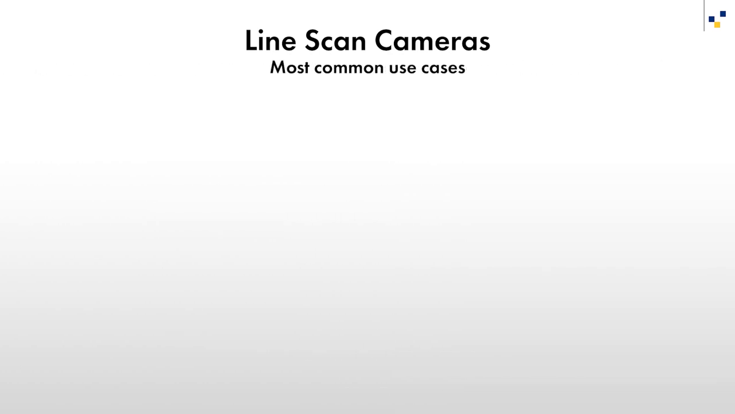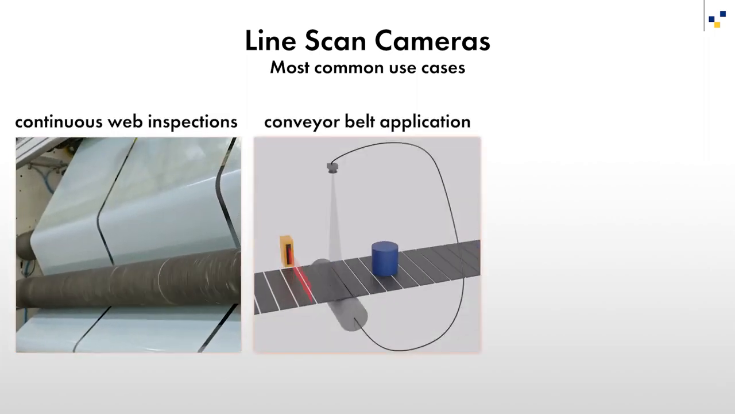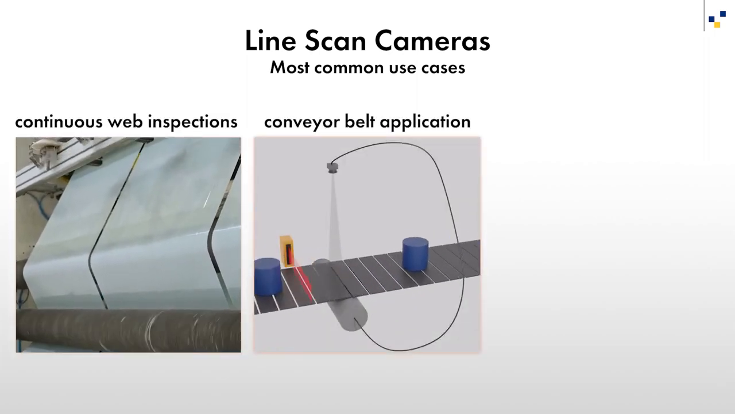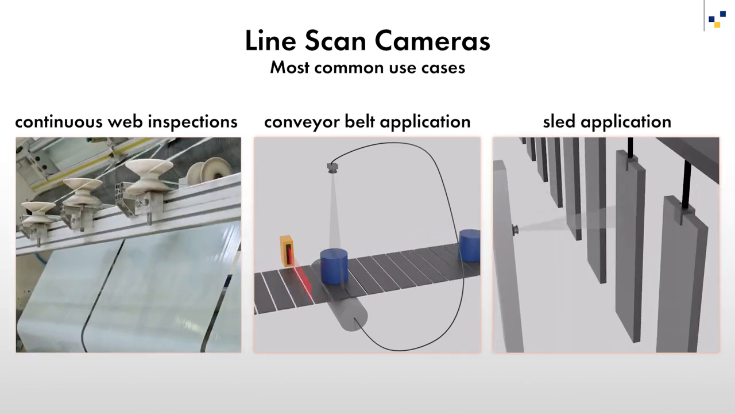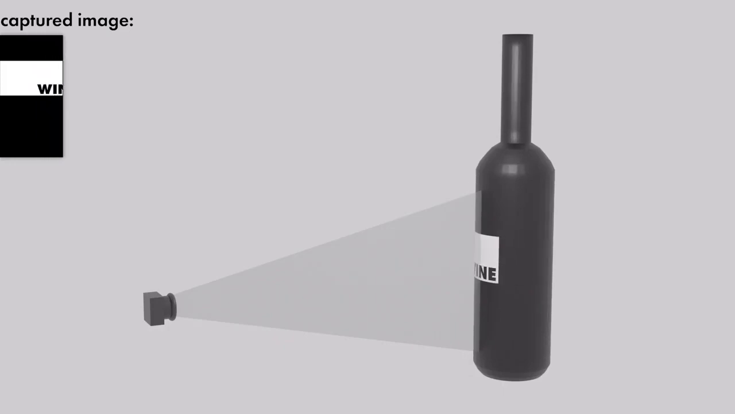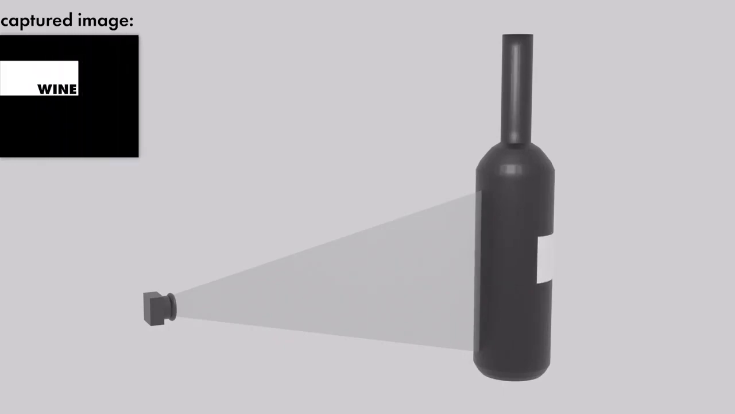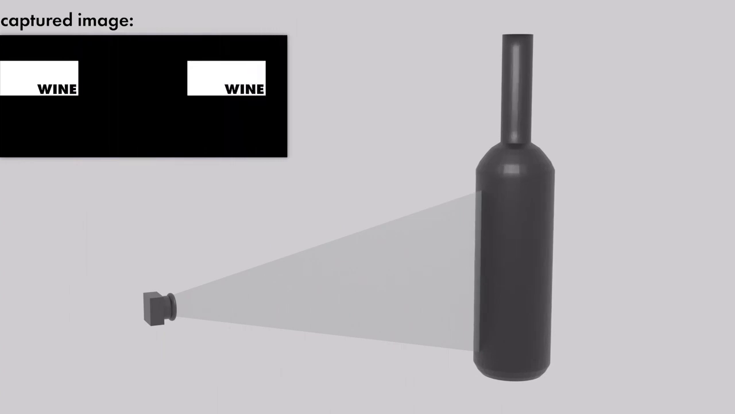Example applications for line scan cameras would be continuous web inspections, applications where objects are moved by a conveyor belt, and applications where the camera is moved by a sled. Additionally, line scan cameras allow the inspection of the jacket of round objects without cylindric distortion, much like it is shown in this animation.